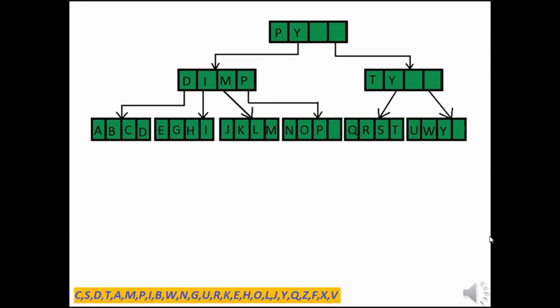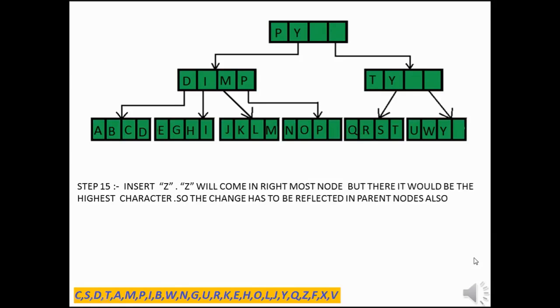Now step 15, insertion of Z. See, this step is just a replica of step 13. Here we'll be following the same steps. We'll find that Z will come in the rightmost node, but there it will be the greatest character, so the change has to be reflected in the parent node also. So you will see the change. It is just like step 13. If you want to revise the algorithm, see step 13 again.